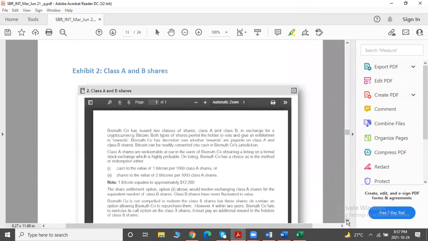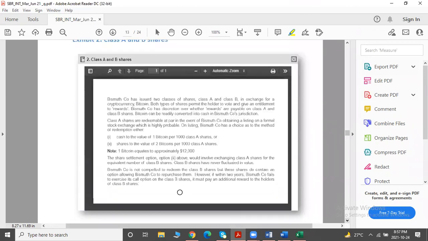Here it is, Class A and Class B shares, Exhibit 2. Bismuth Company has issued two classes of shares, Class A and Class B, in exchange for a cryptocurrency, Bitcoin. Both types of shares permit the holder to vote and give an entitlement to rewards. Bismuth Company has discretion over whether rewards are payable on Class A and Class B shares. Bitcoin can be readily converted into cash in Bismuth Company's jurisdiction.